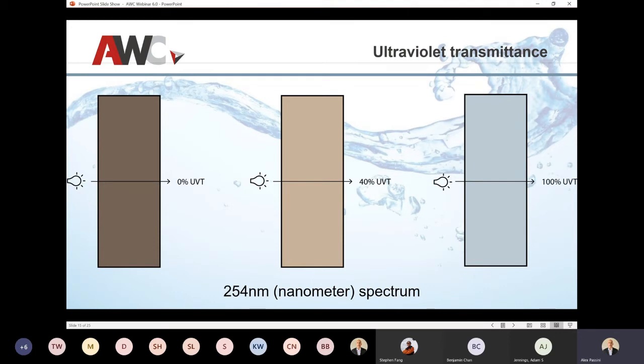So UVT meters typically have a centimeter of water in a water column, and they'll shine some UV light at 254 nanometers through it and pick it up on the other end. If your water is really dirty, it's considered 0% UVT. If you've got okay water, it's at 40%. Really good water is at 100%. You would rarely see water in nature at 100% UVT. You're normally looking at a range of anywhere between 75 to 85. We want to make sure we have a minimum 75% UVT with any kind of UV disinfection.